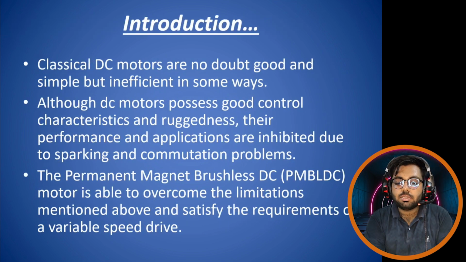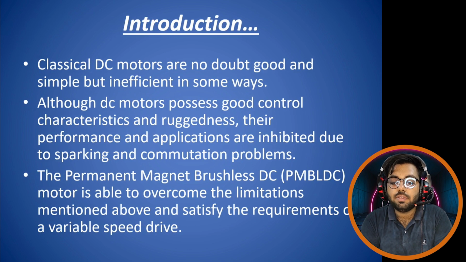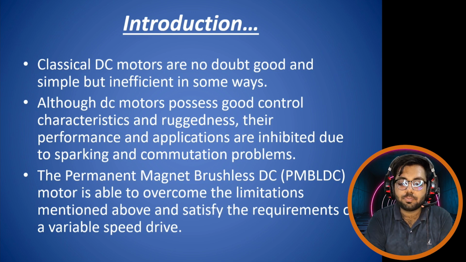Classical DC motors are known for their simplicity and effectiveness, but they have inefficiencies particularly related to sparking and commutation problems. Despite having good control characteristics, their performance and applications are limited. The permanent magnet brushless DC motor overcomes these limitations and meets the requirements for a variable speed drive.